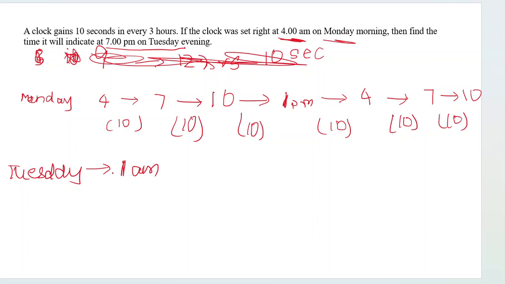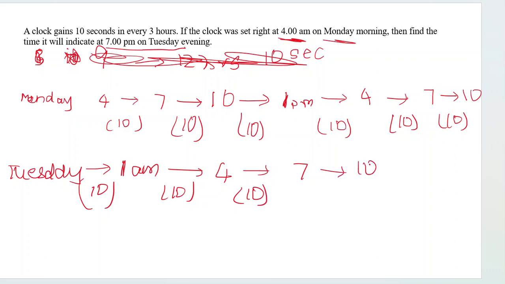So this is your Tuesday. And it got 10 seconds extra. Now from 10 to 1, again it got 10 seconds extra. From 1 a.m. you add 3, you will get again 10 seconds extra. From 4 to 7, again you will get 10 seconds extra. From 7 to 10, again you will get 10 seconds extra. Now this is again 10 a.m.